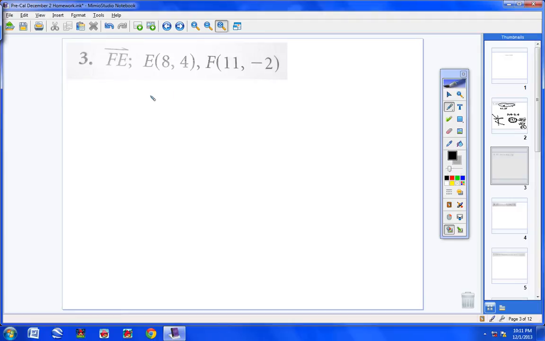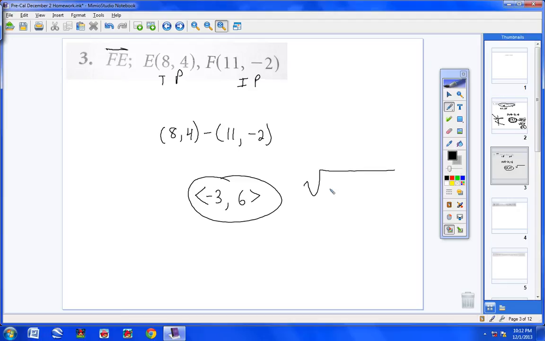Okay, I'm not sure if they're trying to confuse you on purpose or on accident, but notice it says vector FE. F came first, so this is your initial point over here. Usually your initial point is written first, but either way, notice it's vector FE. E came second, so that's your terminal point. And so we take our terminal point, which is 8, comma 4, and we subtract our initial point, which is 11, comma, -2. Well, 8 minus 11 is -3, and 4 minus a -2 is 6. So there, you just wrote vector FE in component form.